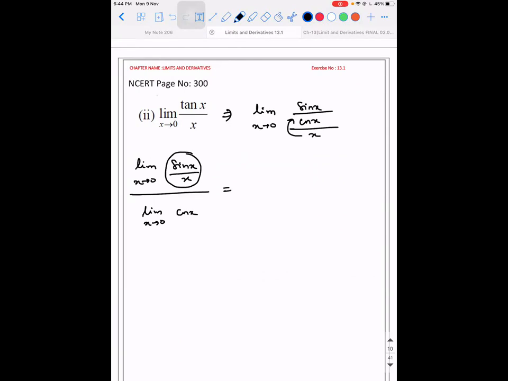Limit x tends to 0, sin x by x. Numerator is 1. Limit x tends to 0, cos x. When you substitute x equal to 0, cos 0 is 1. Answer is 1. Am I clear? Next.